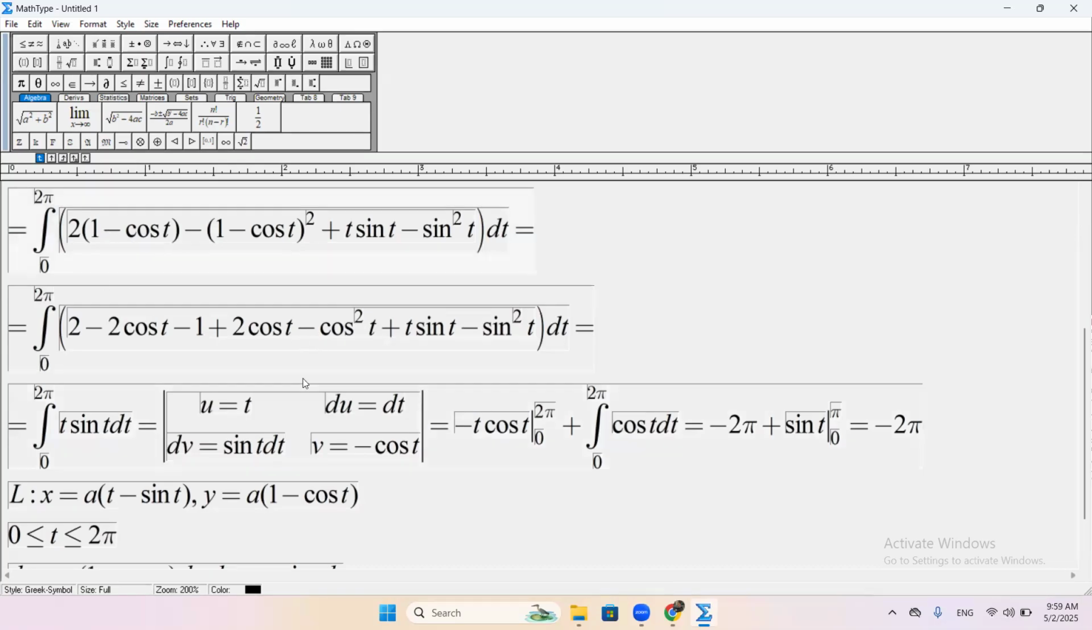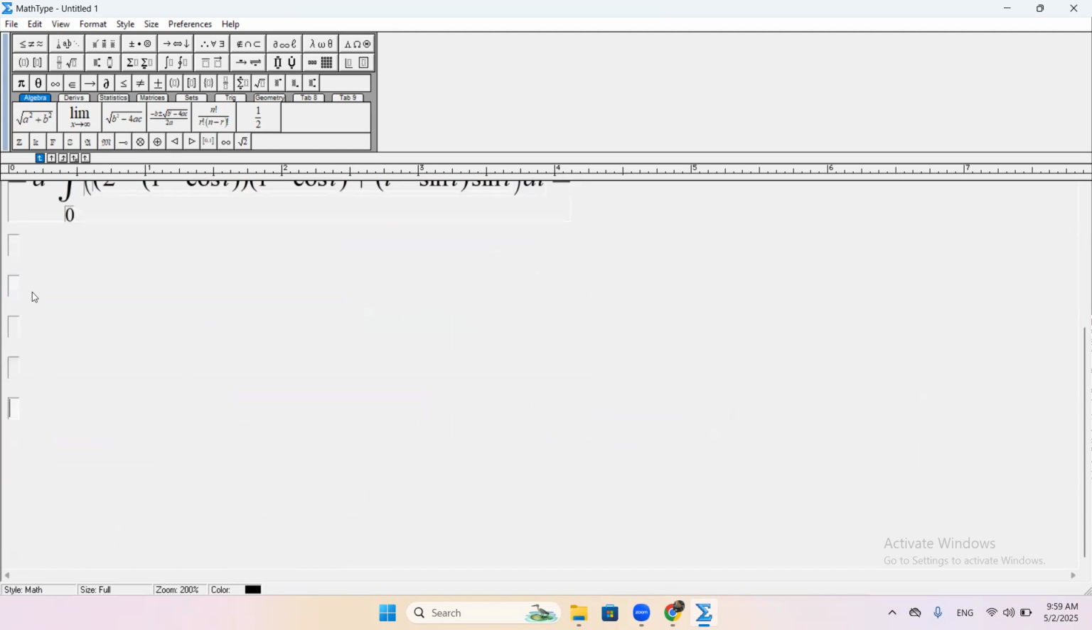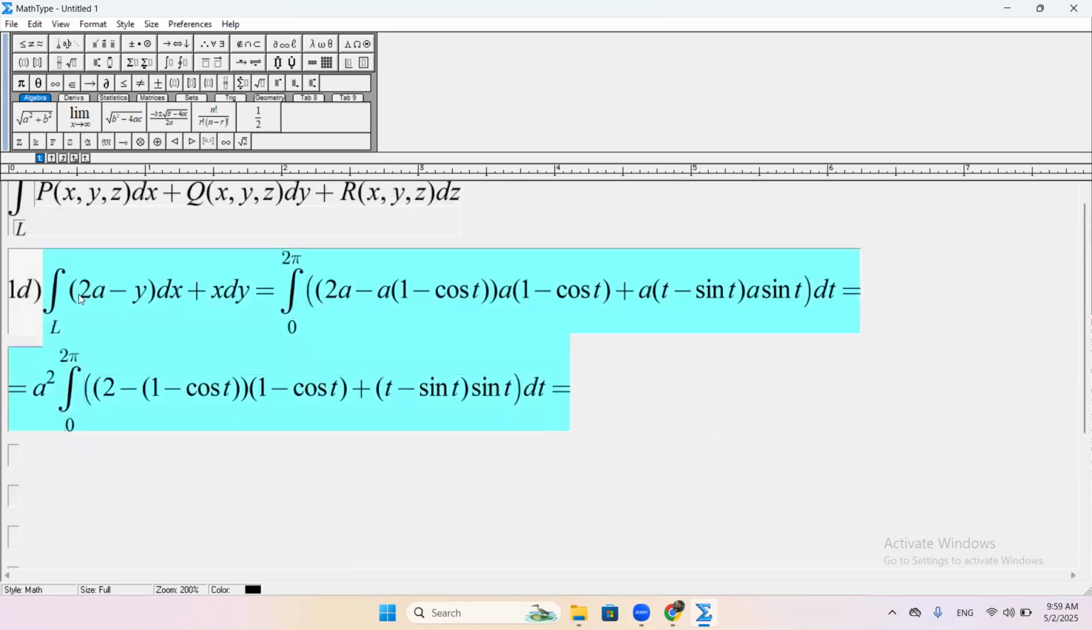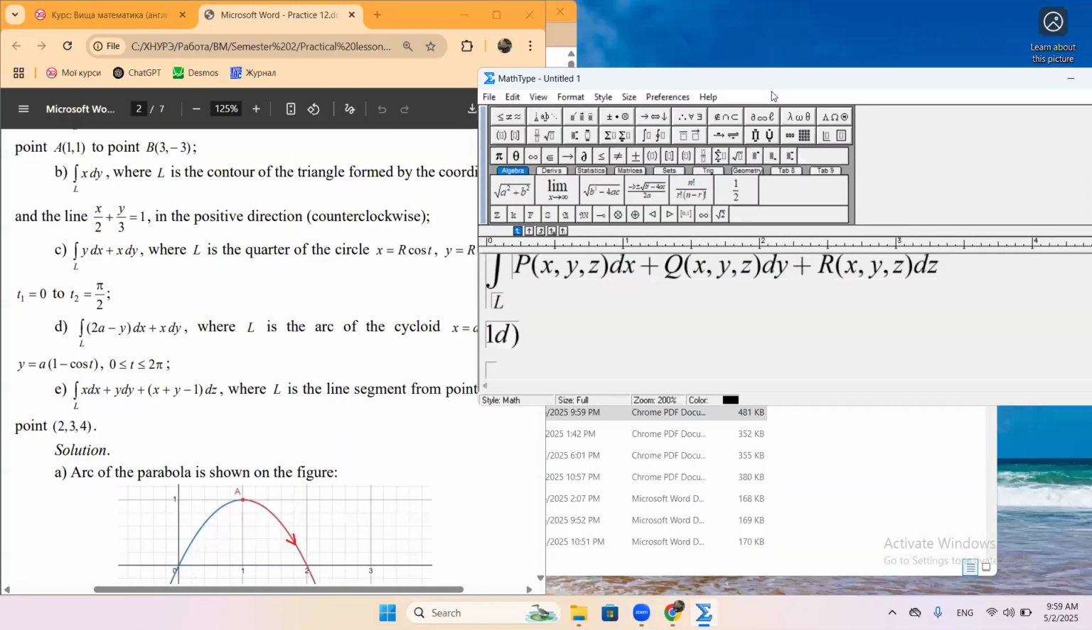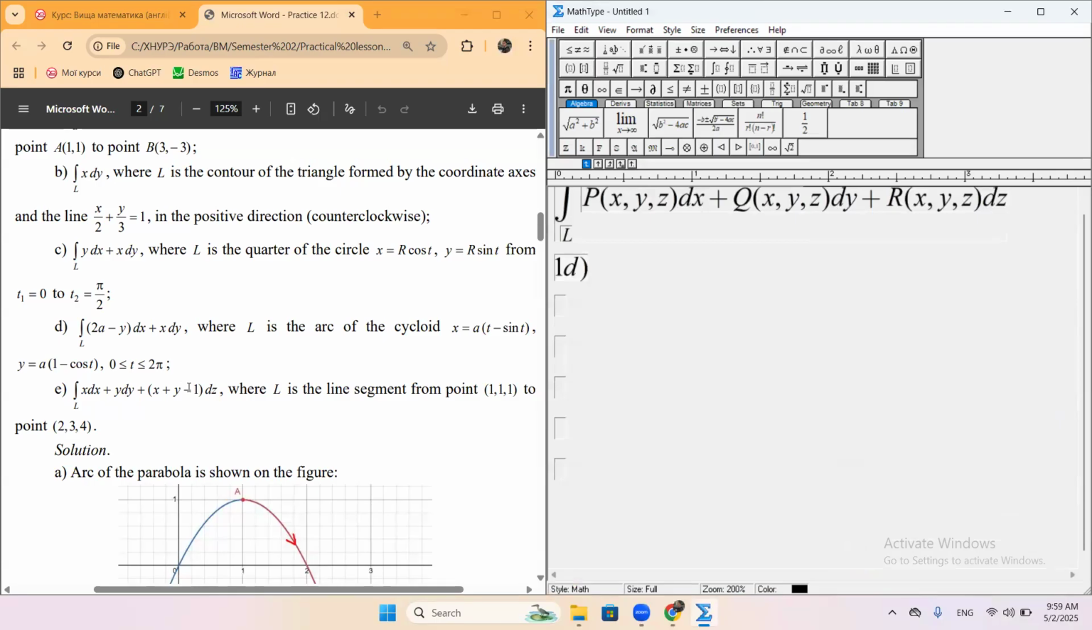No questions. Okay, if no questions, let's move to the next. So the next task is 1e. Again, we will calculate the line integral, and now it is in 3D. So x dx plus y dy plus (x plus y minus 1) dz. So we have the following integral, and it is the line segment from point (1,1,1) to point (2,3,4).